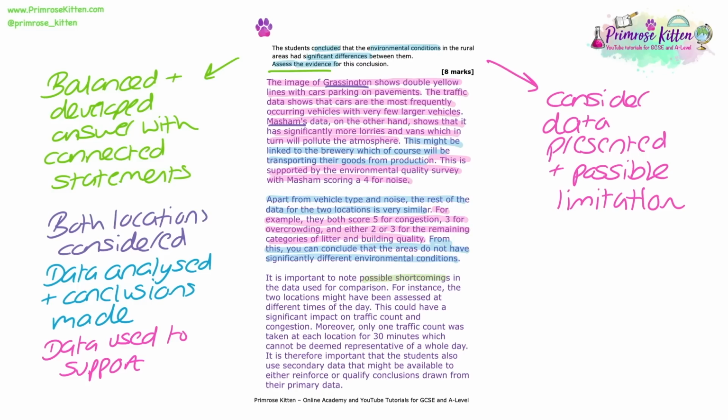It is important to note possible shortcomings in the data used for comparison. For instance, the 2 locations might have been assessed at different times of the day. This could have a significant impact on traffic count and congestion. Moreover, only 1 traffic count was taken at each location for 30 minutes, which cannot be deemed representative of a whole day. It is therefore important that the students also use secondary data that might be available to either reinforce or qualify conclusions drawn from their primary data.